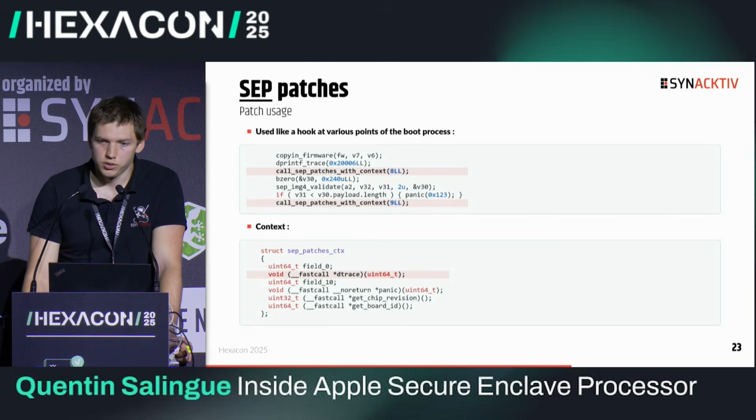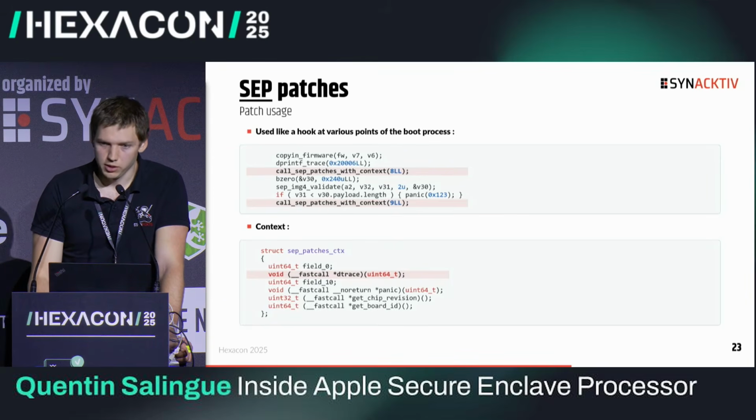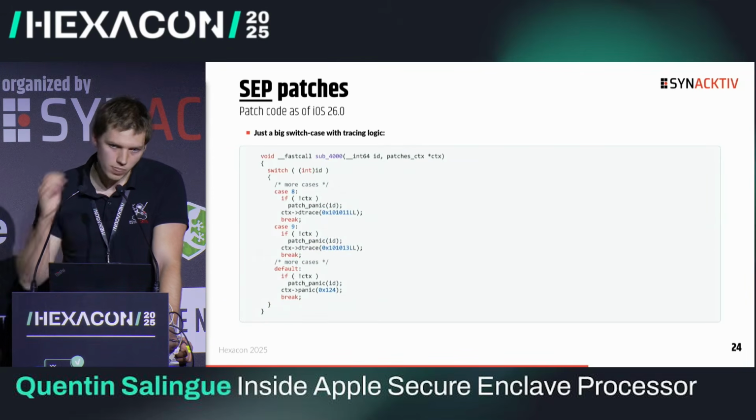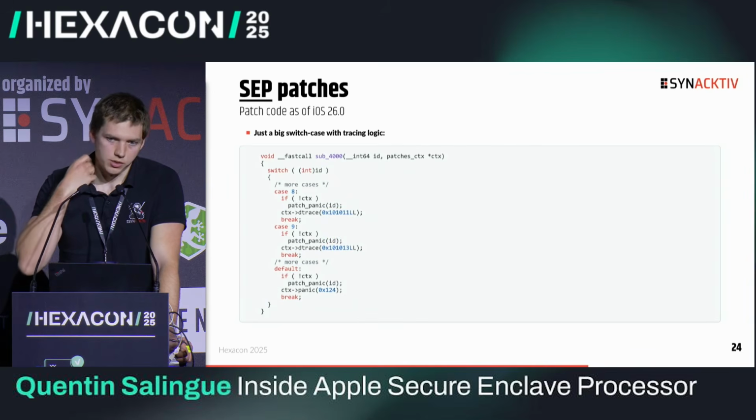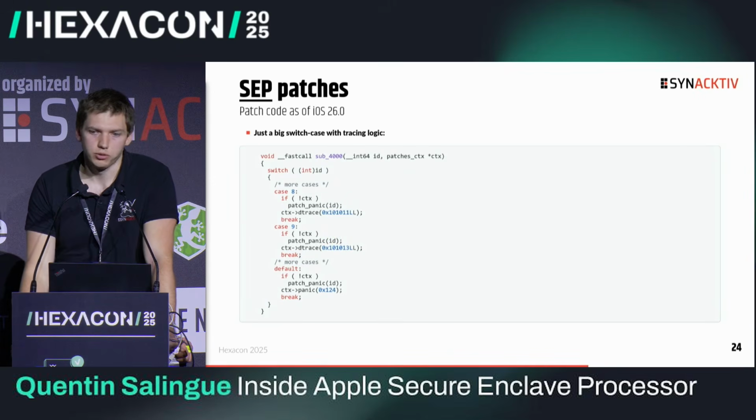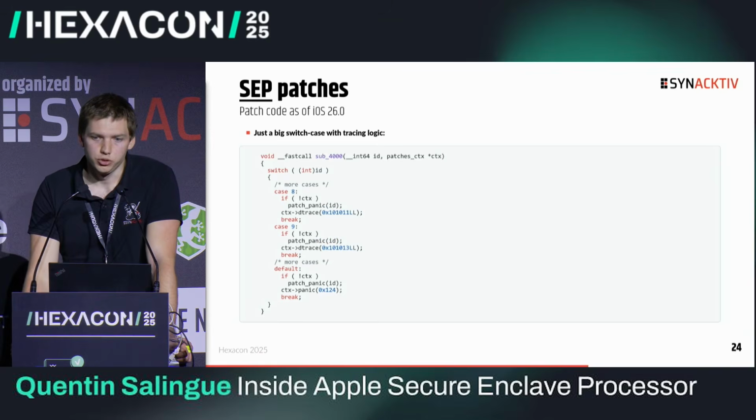And the only one that is used currently is the trace function. And as of iOS 26, it's just a big switch on the IDs, with just tracing logic. So we can see both our cases, 8 and 9, and it's just calling the trace function with tracing IDs. So not really very interesting for now. So this means that Apple doesn't know of any vulnerability in the SEPROM that they need to patch.